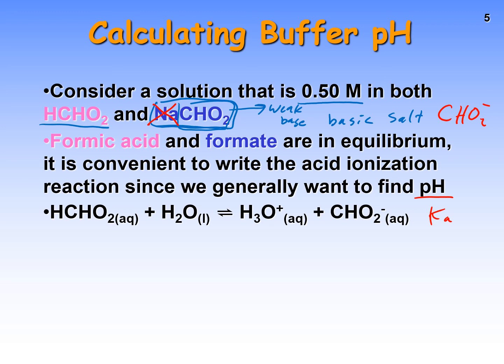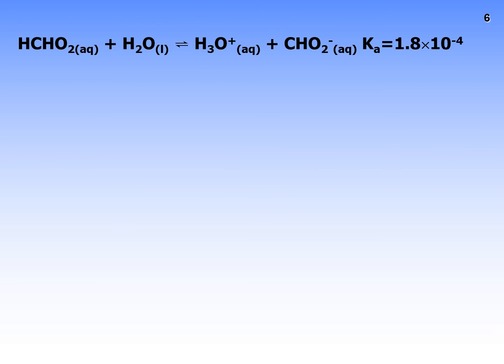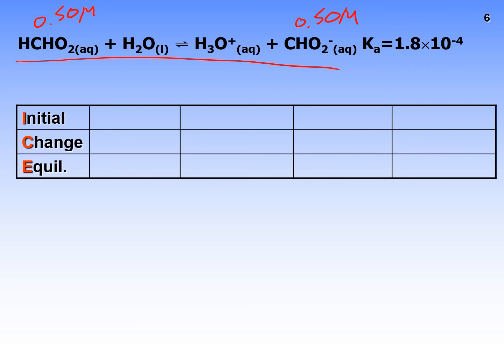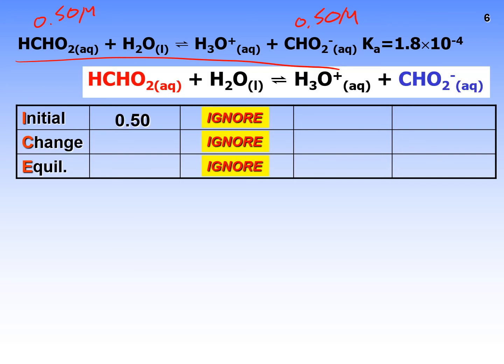Now, at this point, I can do an ICE table. So if I look at this problem, I have my equilibrium here. I was told that I had 0.50 molar of this and 0.50 molar of that guy. I know I don't care about water. H3O plus initially is 0, but formate, CHO2 minus, I was told we had 0.5 molar of sodium formate in there, so we have 0.5 molar formate. Now at this point, it's just a regular equilibrium problem, nothing different from what we've seen before.